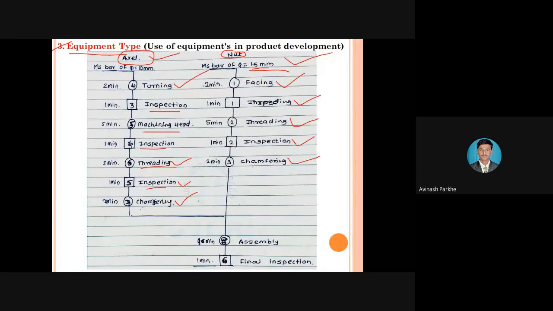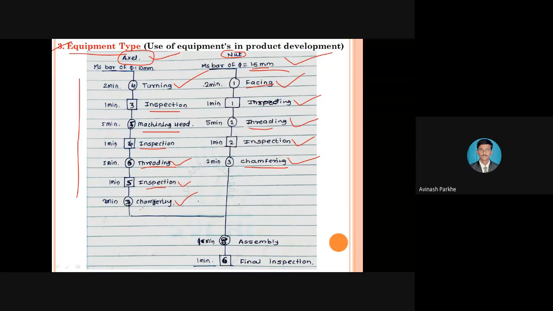And the third type is totally different, in which the number of actions performed by a particular equipment are represented, and through this type number 3 you will get the sequence of operations. You can see in the nut manufacturing, initially we have to go for the facing, after facing we have to go for threading, after threading we have to go for the chamfering. That means during the nut manufacturing you will get the proper sequence of operations.